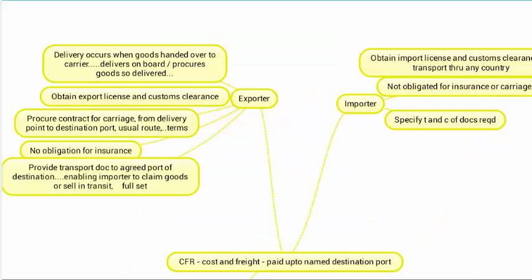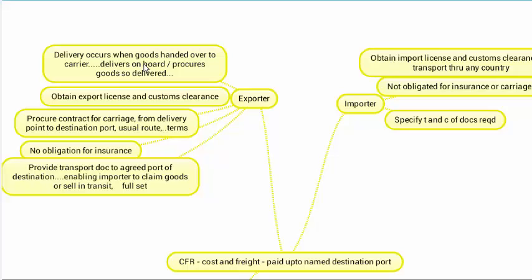Let us now look at another very important term, CFR, cost and freight, paid to destination. In FOB and FAS, the port is the delivery port, while in CFR the port is the destination port. What are the responsibilities of the exporter? Delivery is complete when goods are handed over to the carrier, or the exporter procures goods so delivered to the carrier. Then delivery is complete.